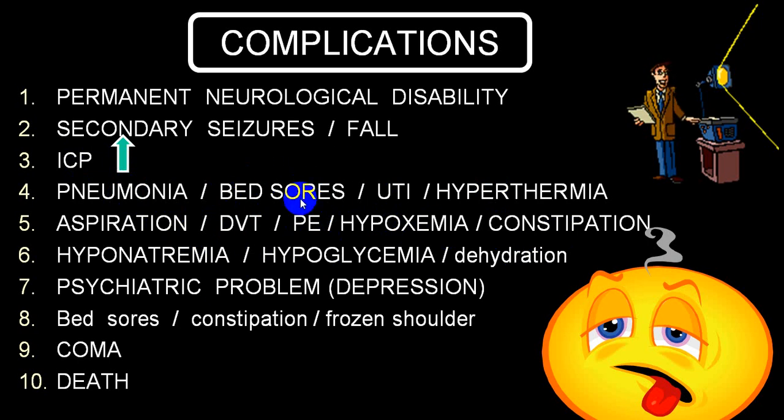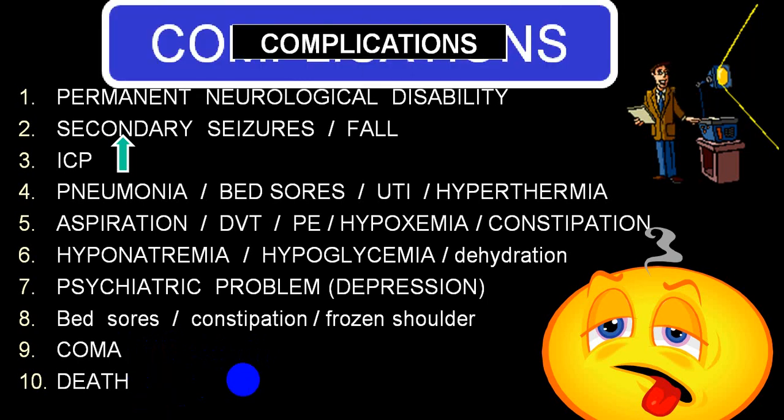A person can develop a psychiatric problem in the form of depression, bed sores, frozen shoulders. A person can have irreversible damage to the brainstem, and can go into what we call locked-in syndrome, or because of very bad damage to the cortex, a person can go into what we call a vegetative state, and in the end the person can die. These are all the different complications which can occur.